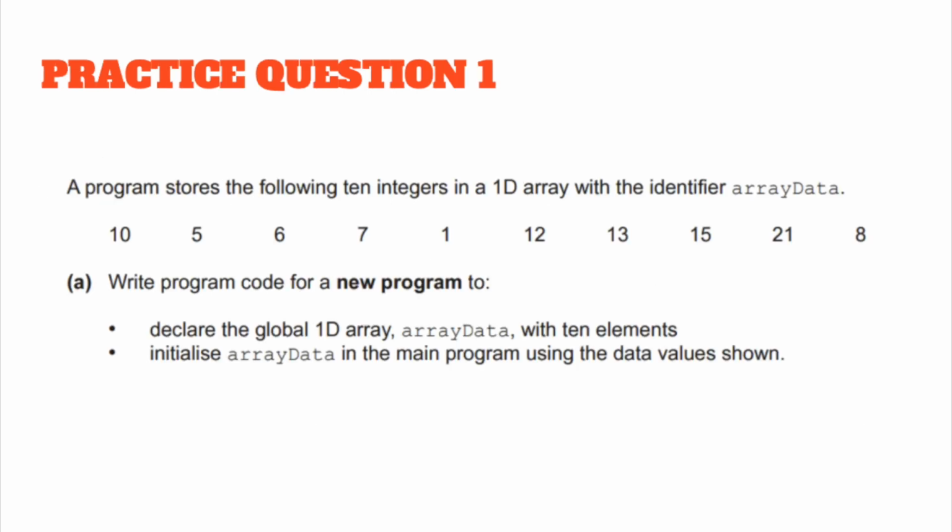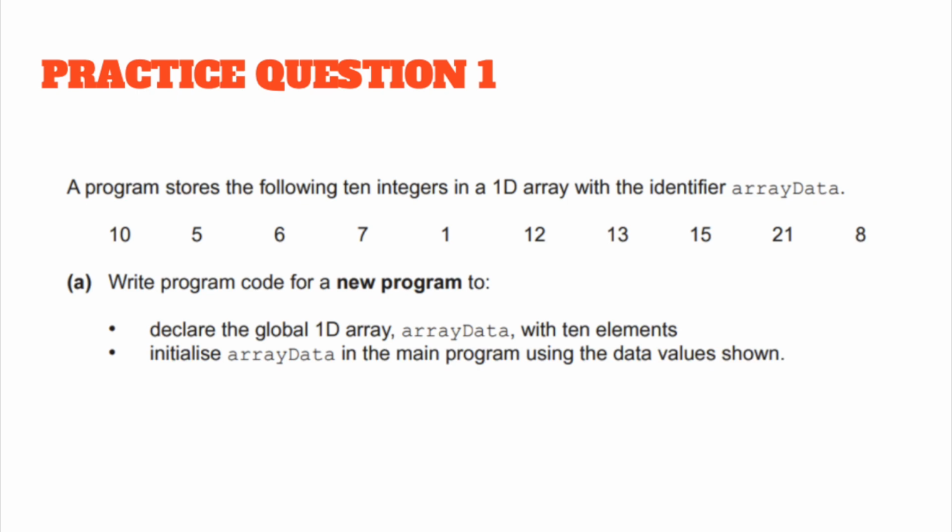So we're going to mix things up a bit. The practice questions in this lesson are based on past paper questions for A-level. So we're going to take it step by step rather than solving the whole thing together. So a program stores the following 10 integers in a 1D array with the identifier array data. So the numbers are on screen.